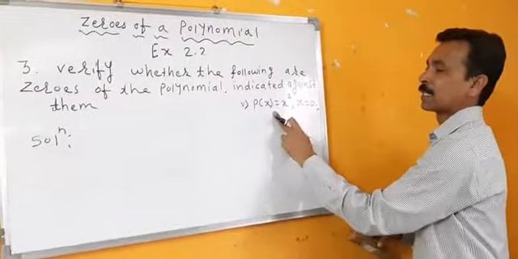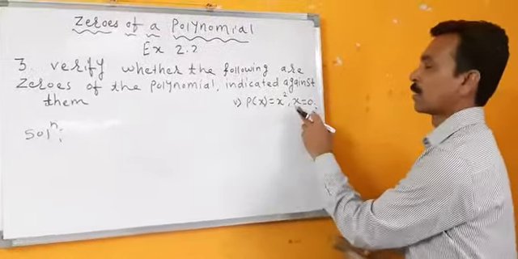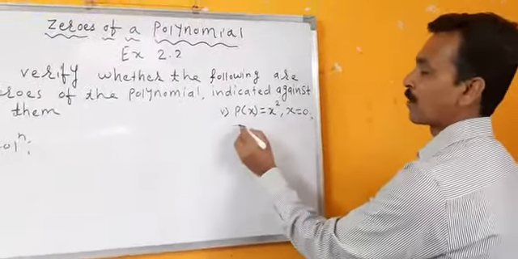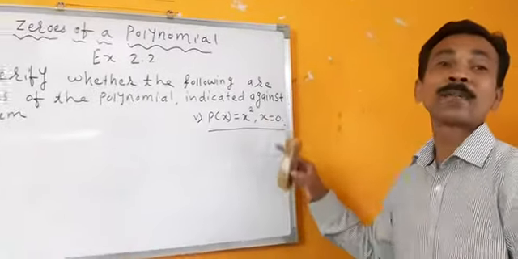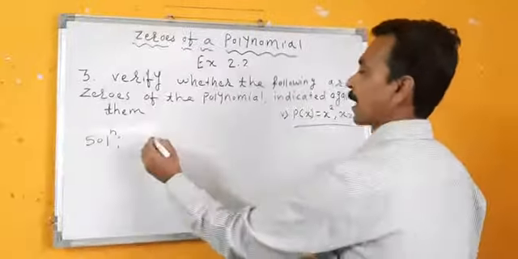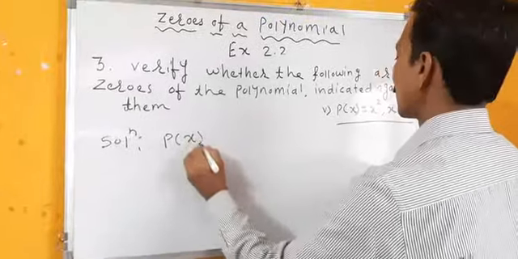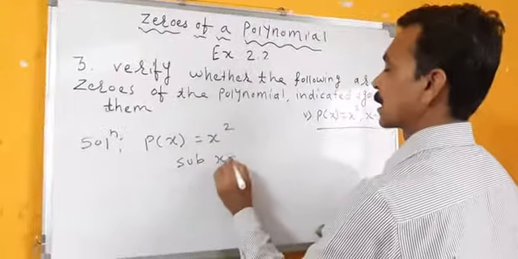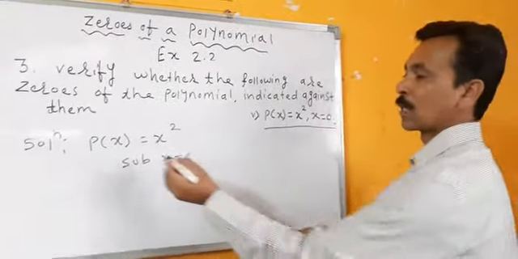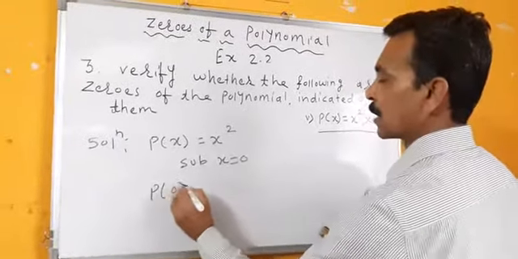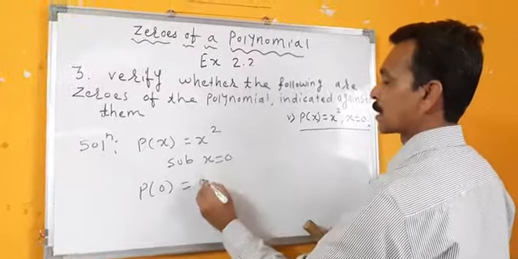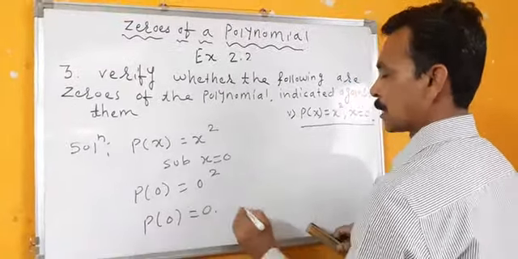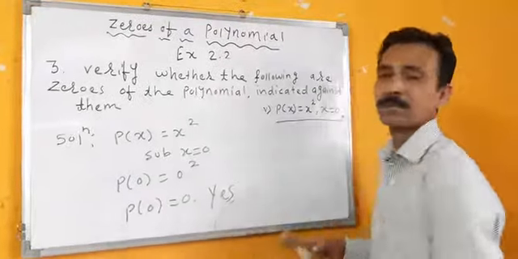P of x is equal to x square where x is equal to 0. This is the fifth sum. I will write here P of x is equal to x square. Substitute x is equal to 0. So it becomes P of 0 is equal to x square, means 0 square. So P of 0 is equal to 0. What should be the answer? Yes.